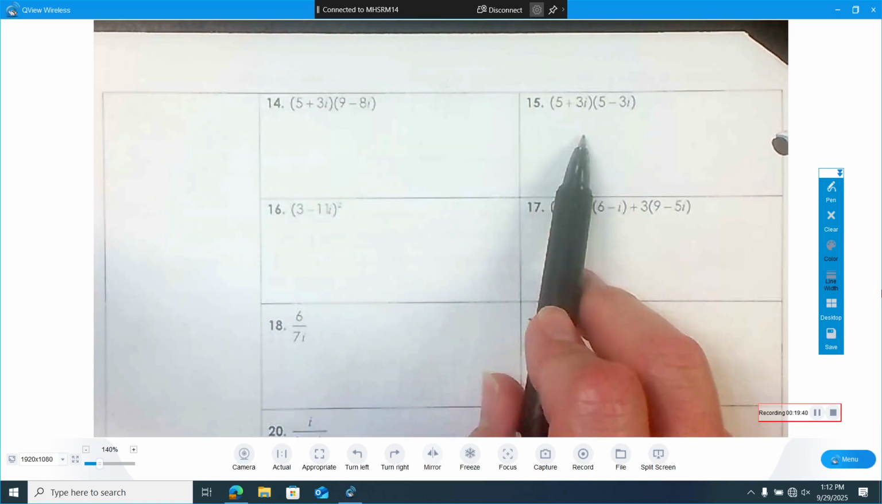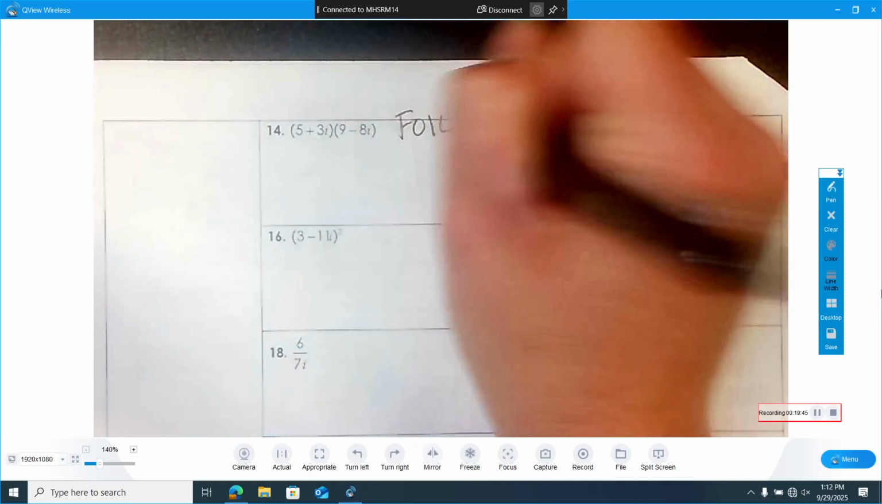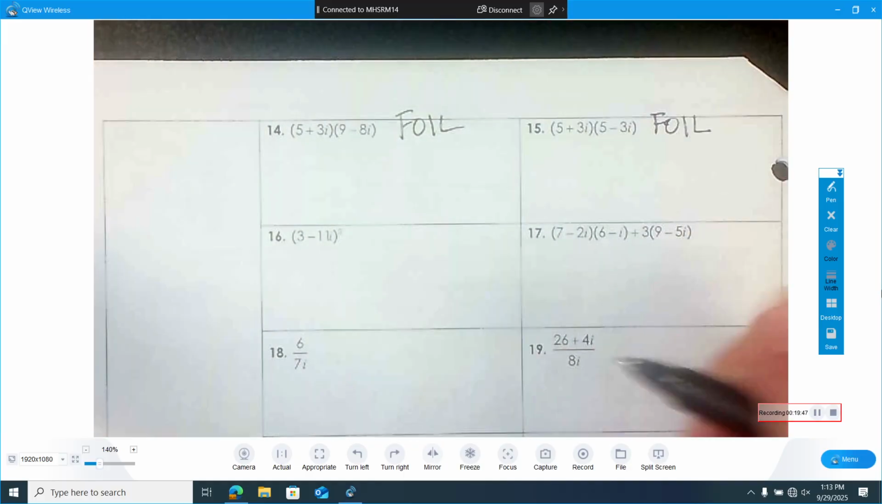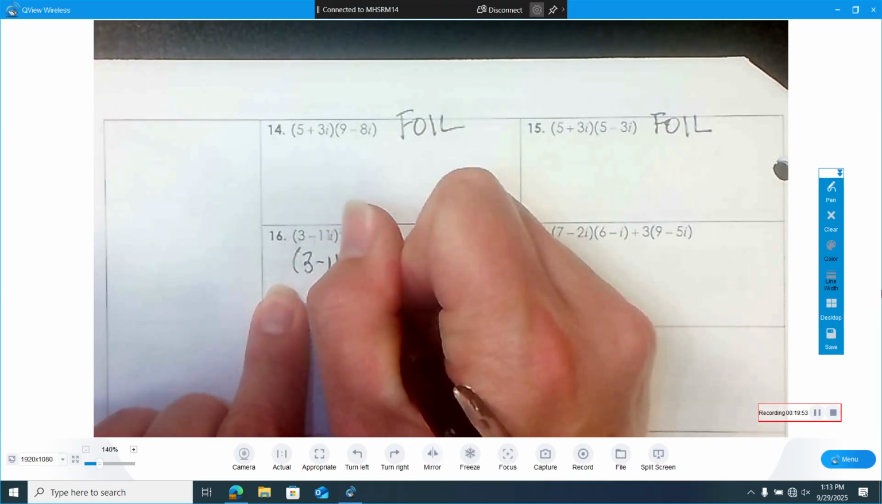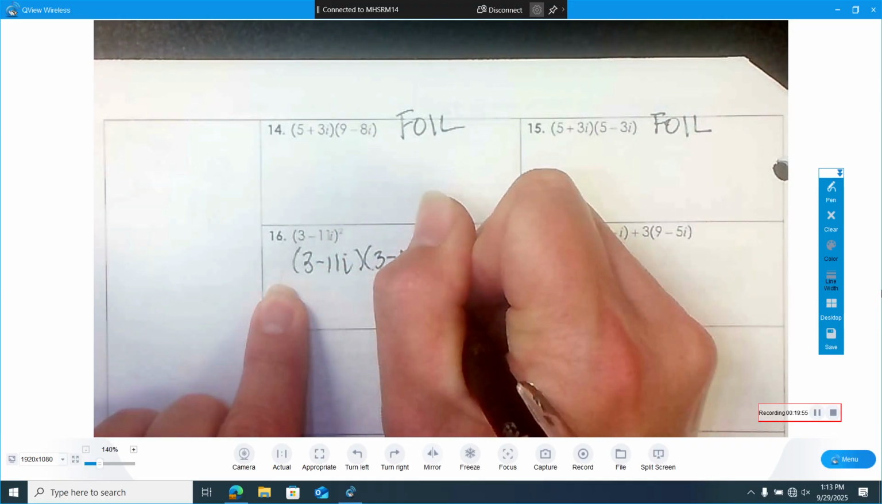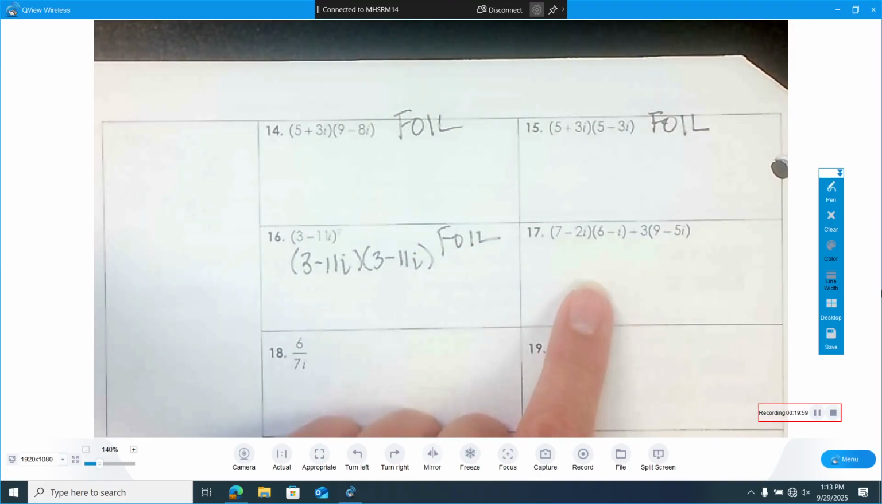What do we need to do on 14 and 15? FOIL. Do I need to do it? No. Good. What do we need to do on number 16? Write it out: 3 minus 11i times 3 minus 11i, and then FOIL. Okay, great. We are going to do 17.